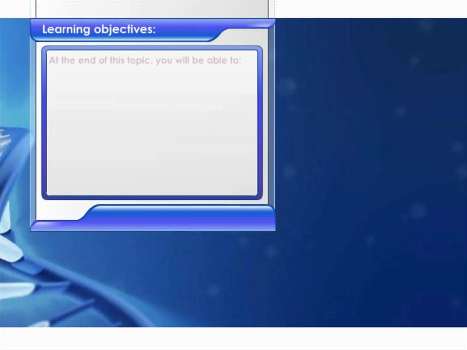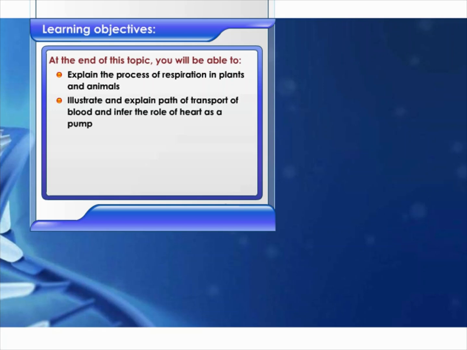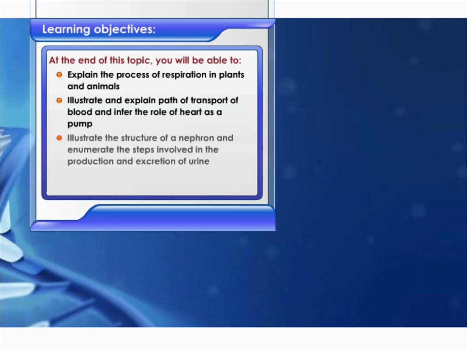Learning objectives. At the end of this topic, you will be able to explain the process of respiration in plants and animals, illustrate and explain the path of transport of blood and infer the role of the heart as a pump, illustrate the structure of a nephron and enumerate the steps involved in the production and excretion of urine, and list the techniques adopted by plants to excrete.